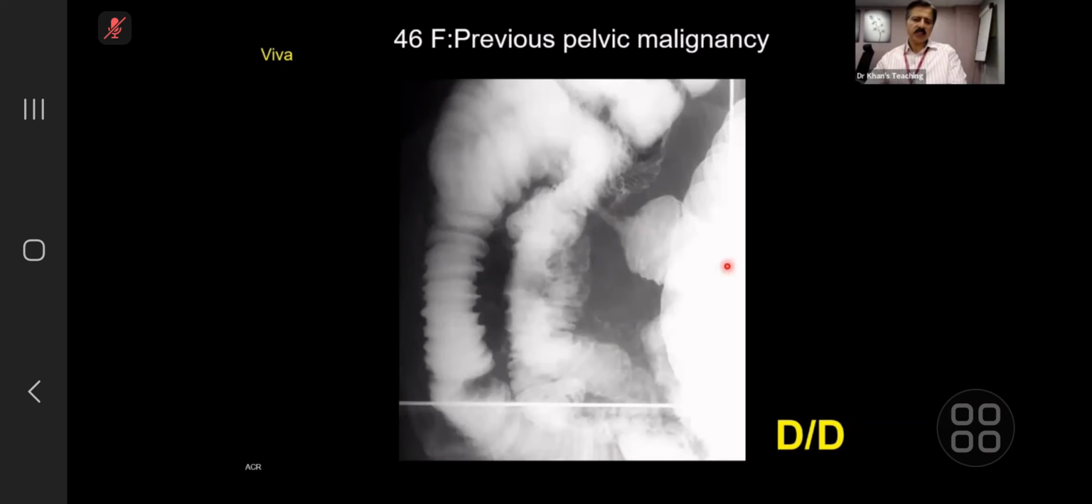Now, this case has got post-radiation change. There is a stricture here. What do you think is happening here? How will you describe this?